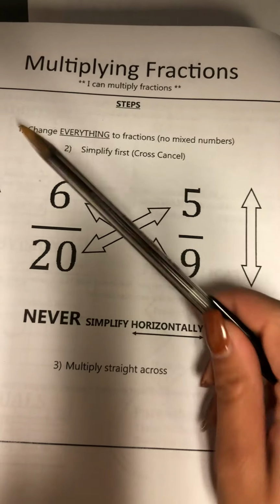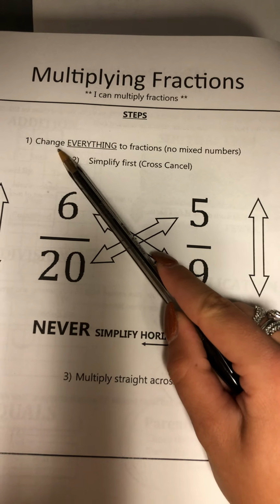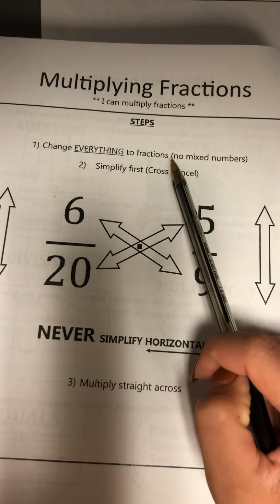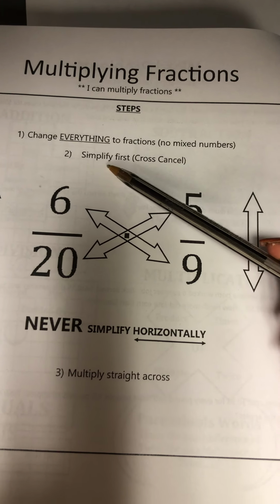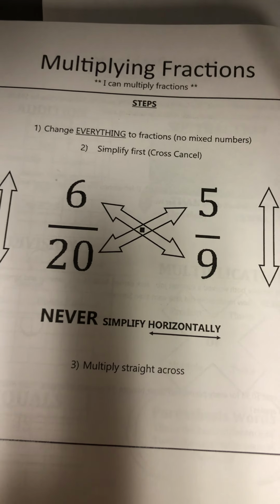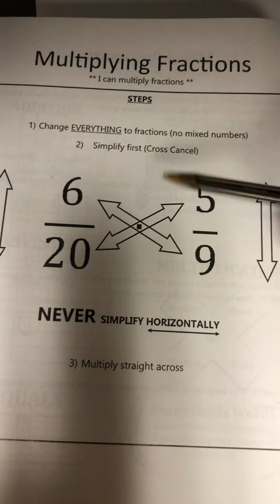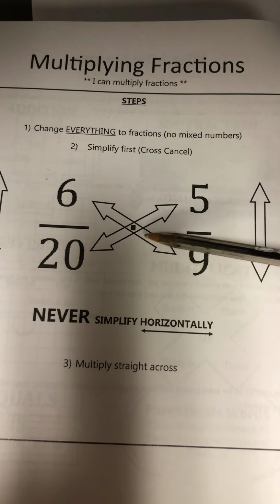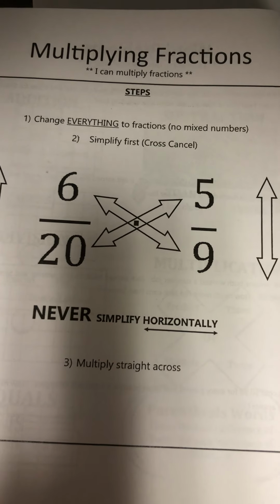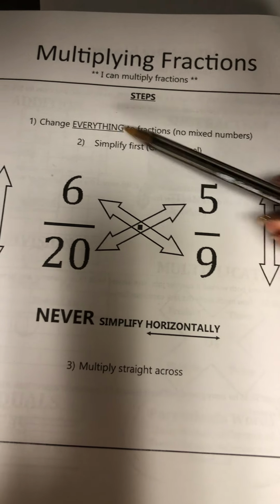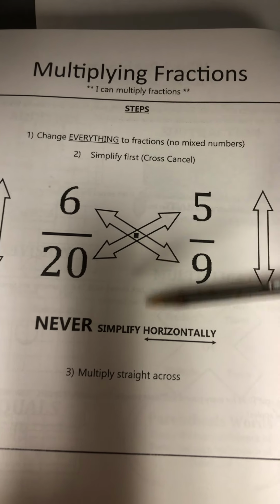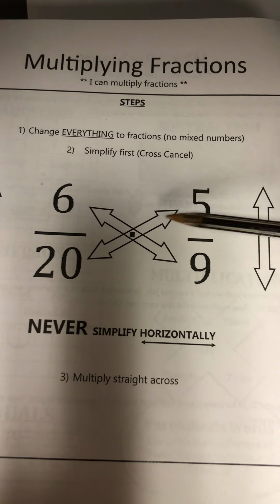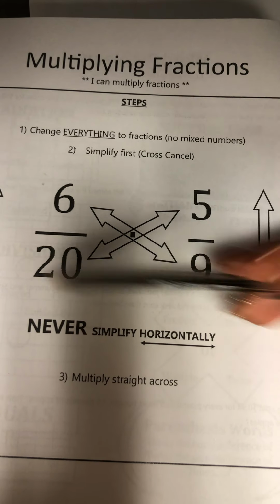Our very first step when we multiply fractions is we want everything into a fraction. We don't want any mixed numbers. And then if we can, we would like to simplify first, which is called cross-canceling. So looking at these two fractions, and I see my little multiplication symbol here, I see that step one is already done for me because they're both in fraction form. I don't have a mixed number. Okay, so that means I don't have a whole number in front of these fractions.